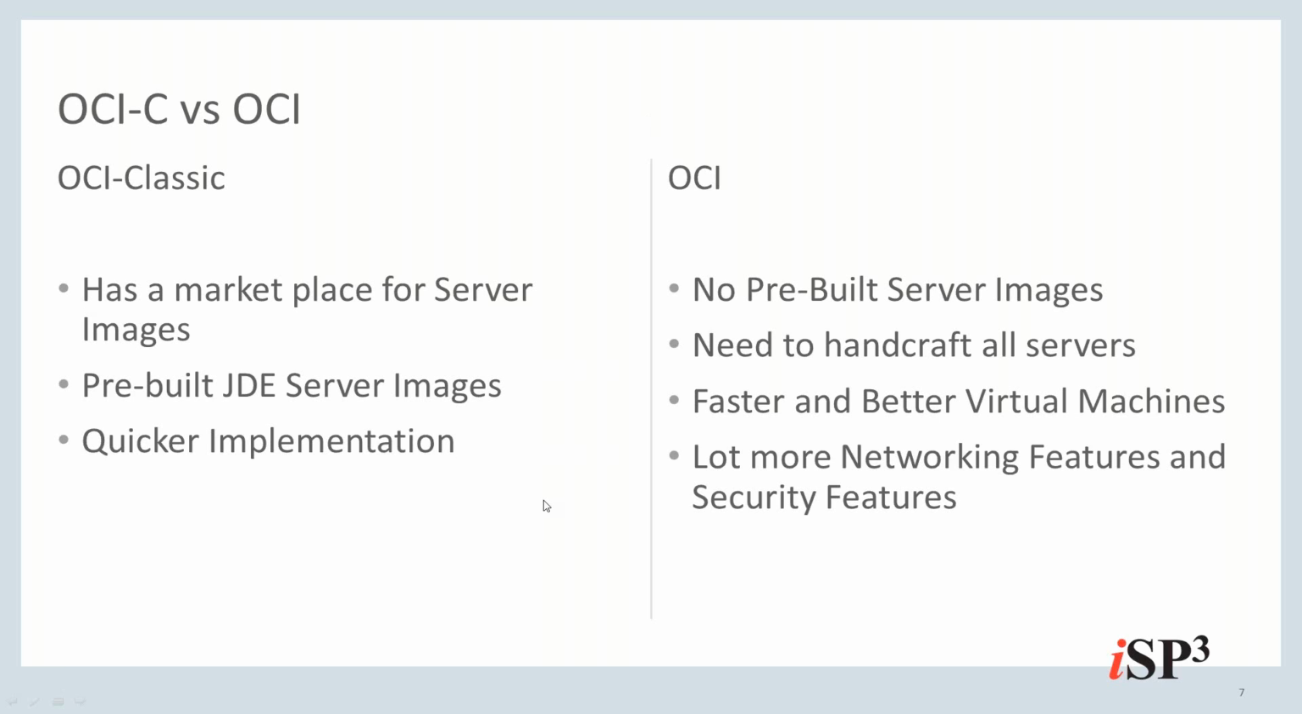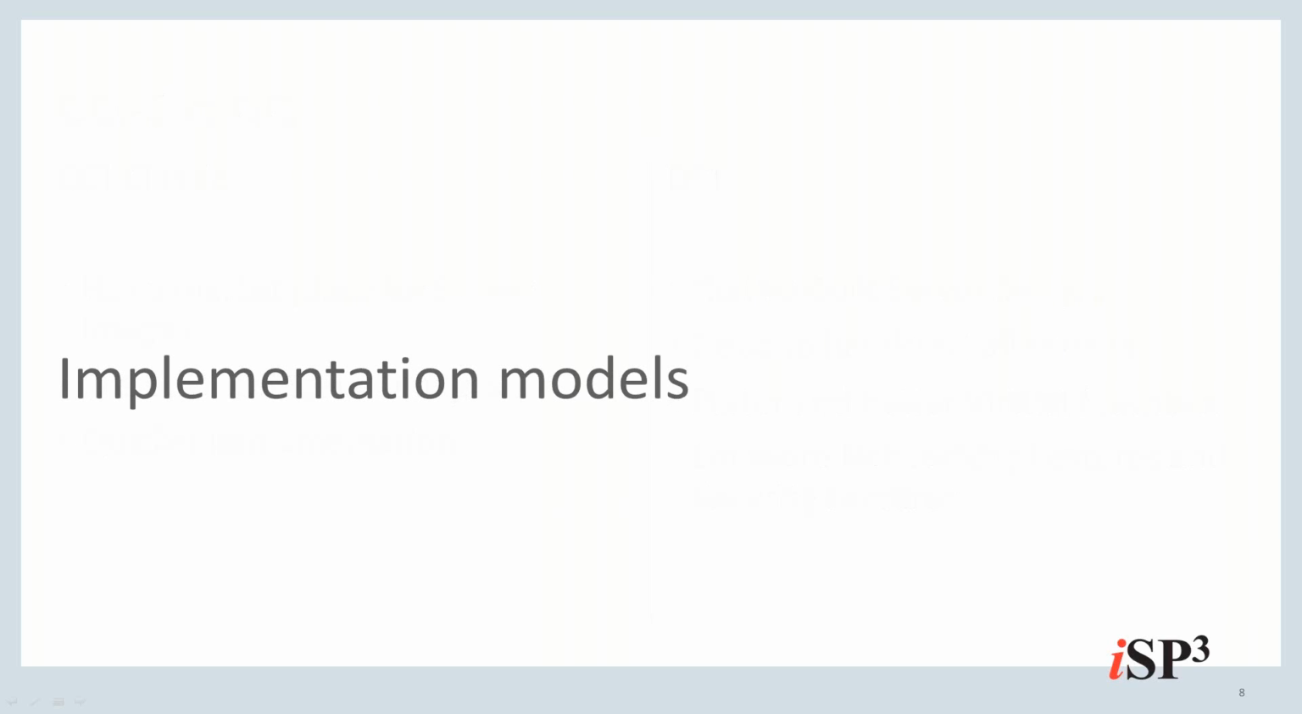So let's move on to the next slide. Let's take a look at some of the implementation models that JD Edwards provides, and there are some different variations that I decided to choose to implement on our instance. So I'm going to explain those models as well.